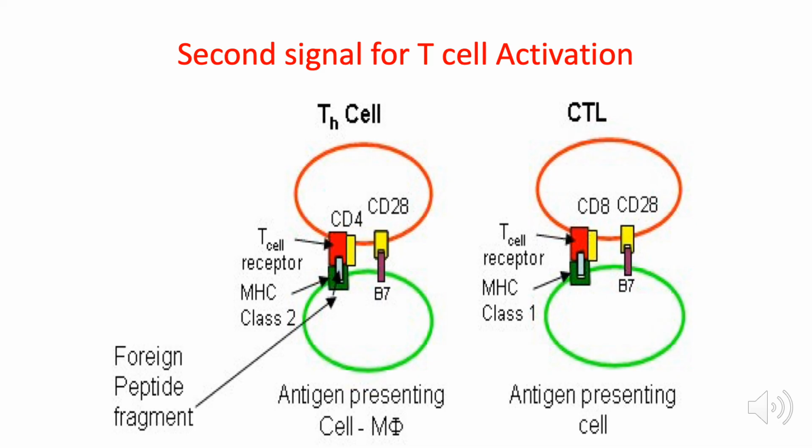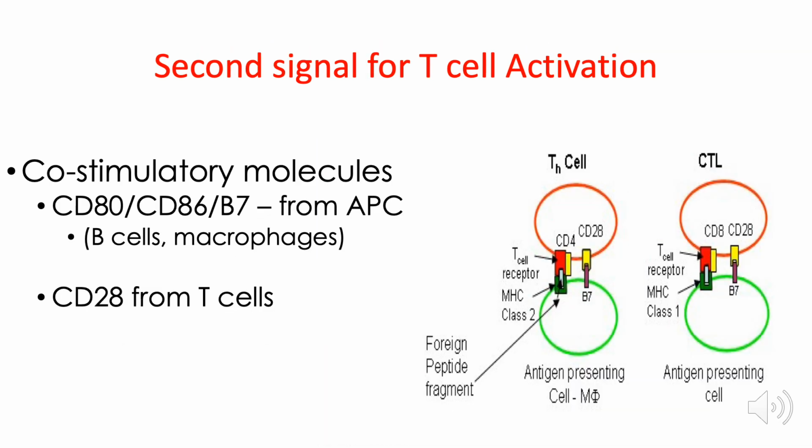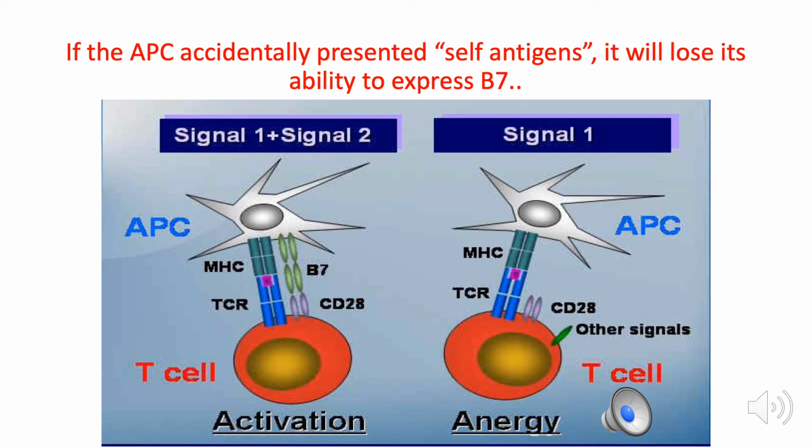The second signal involves what we call co-stimulatory molecules. What is the importance now of memorizing that there are co-stimulatory molecules involved in the activation of T cells? If the antigen presenting cell in the body will accidentally engulf self-antigen and present the self-antigen onto their surface, automatically, due to an unknown mechanism, these antigen presenting cells will lose their ability to express B7.